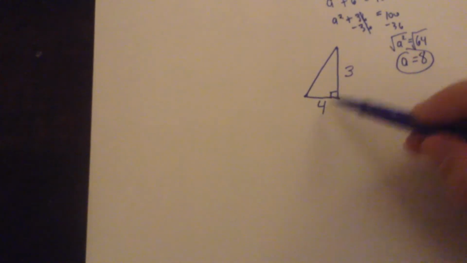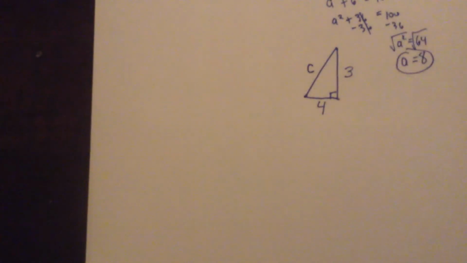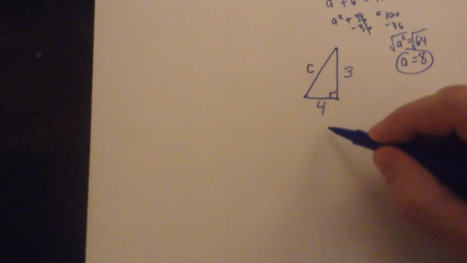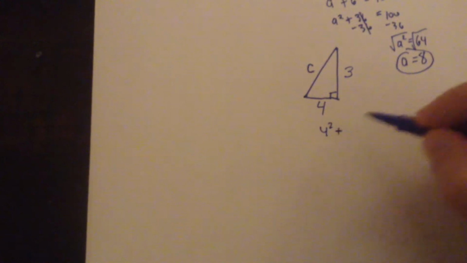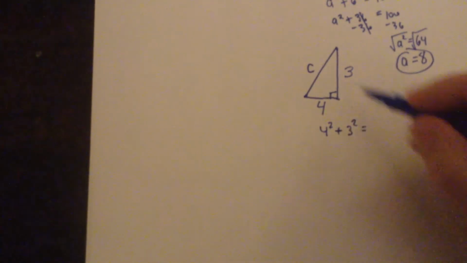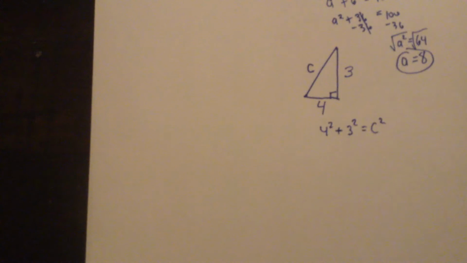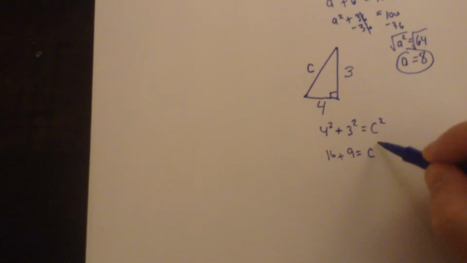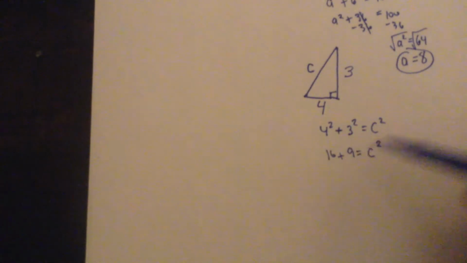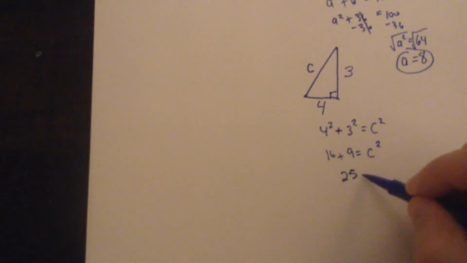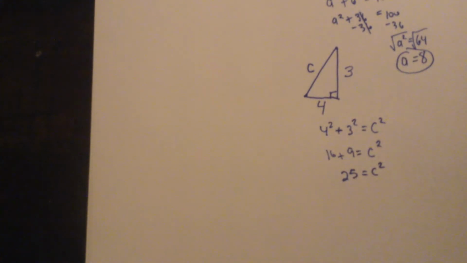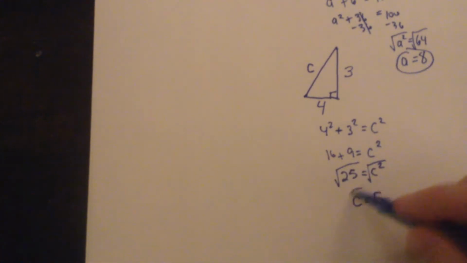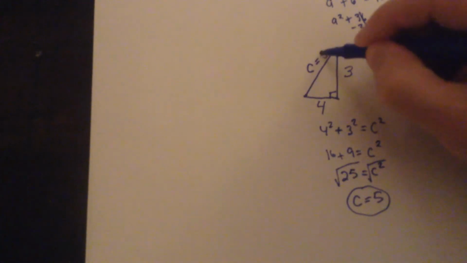I know my legs, so I know my a and b, and I don't know my c. It doesn't matter which ones, I'm going to say 4. So 4 squared plus 3 squared equals c squared. 4 squared is 16 plus 3 squared is 9 equals c squared. 16 plus 9 is 25 equals c squared. And then I have to cancel out squared, so I'm going to take the square root. So c equals 5. So I know that c equals 5. There we go.